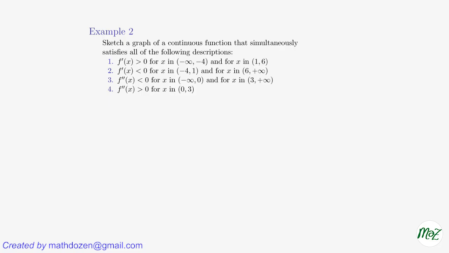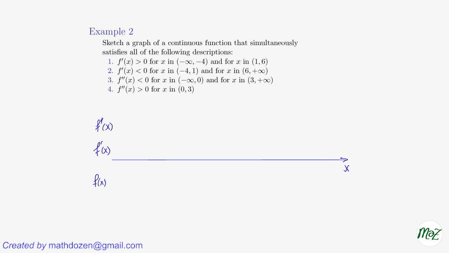Let's work on example 2. This is a kind of reverse problem. We have a bunch of given conditions on function f, and we need to sketch a graph of such a function that satisfies all of these listed conditions. So let me start getting ready for this.